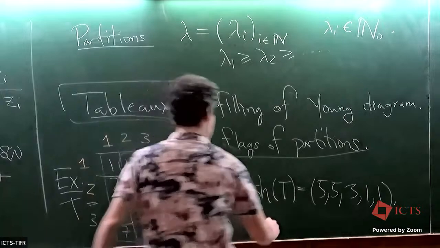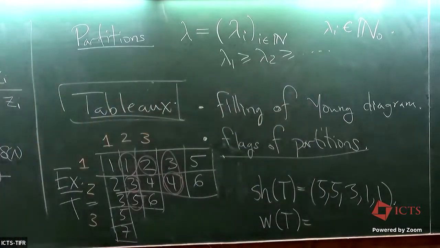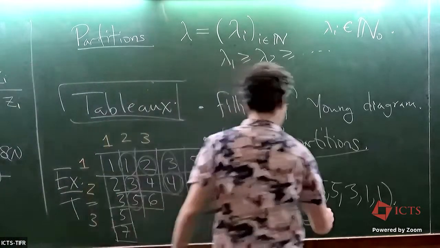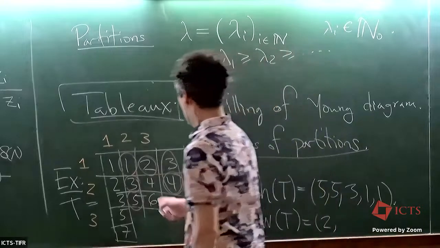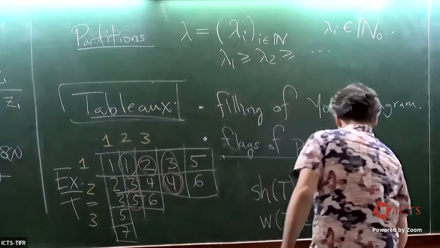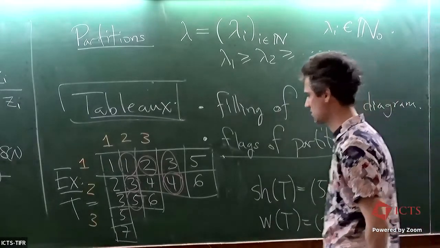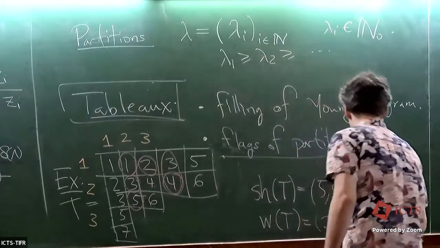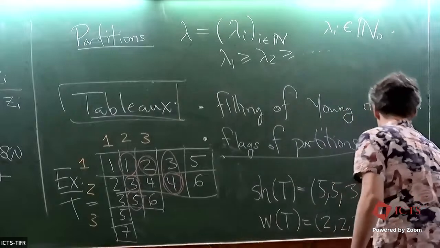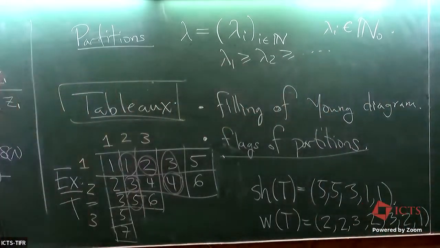The weight vector of T, I'll just use W, is going to count the occurrences of the labels. So I'll have a 2 in the first position because there are 2 1s. I will have another 2 because there are 2 2s. I'll have a 3 in the next coordinate because there are 3 3s. There are 2 4s, 3 5s, 2 6s, and 1 7. Okay, that would be the weight vector.